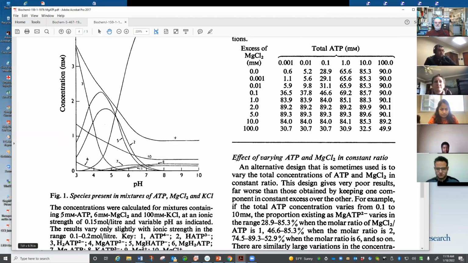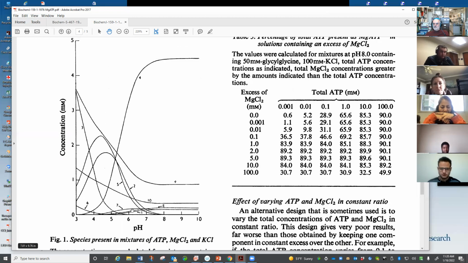Notice that this is done as 5 millimolar ATP and 6 millimolar magnesium. So there's always an excess of magnesium in their buffer. And the paper describes why they do that, because they basically want to push the reaction. You would normally say, well, if I just add 1 millimolar and 1 millimolar, I'll have magnesium ATP. And what this figure is showing you is that's not true. You will not have what you think you have.